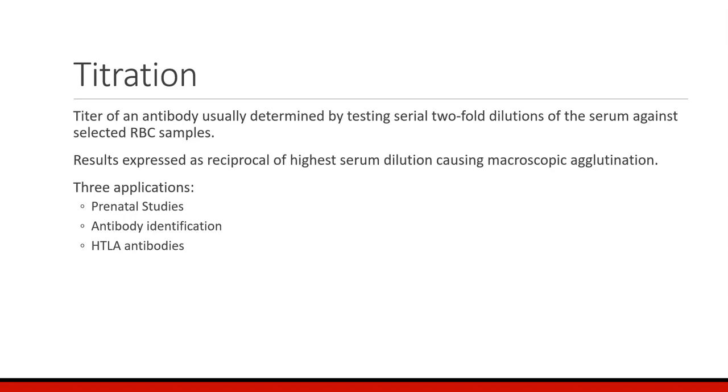The results are expressed as the reciprocal of the highest serum dilution causing macroscopic agglutination. So 1 to 10 is the dilution, the titer is 10. And students get this confused. Even out there in the real lab world, I have seen titers reported out as 1 to 10, and it just makes me cringe. We're going to talk about 3 applications of titration studies, and that's prenatal studies, antibody identification, and HTLA antibodies.